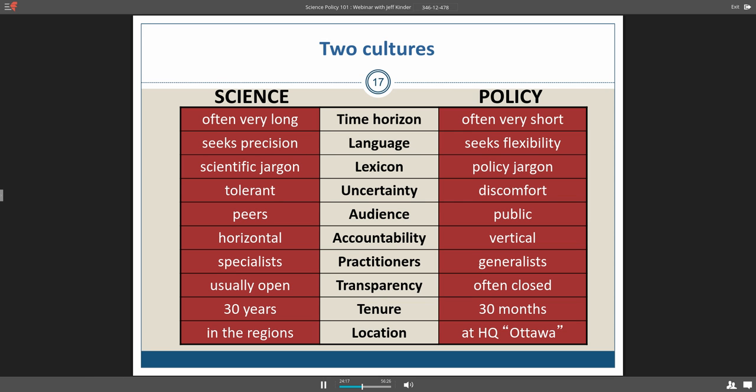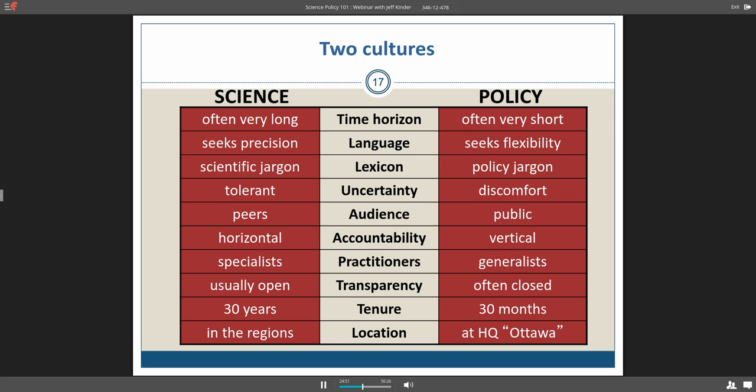Uncertainty is another area where we have differences, because the scientists and the science world is very familiar with uncertainty, and is tolerant of it. We speak in terms of confidence intervals, and we understand degrees of freedom and standard deviations. But on the policy side, there's often less comfort with uncertainty. Sometimes a minister will just say, "Give me the answer," and not have a lot of patience for a lot of caveats around the certainty.